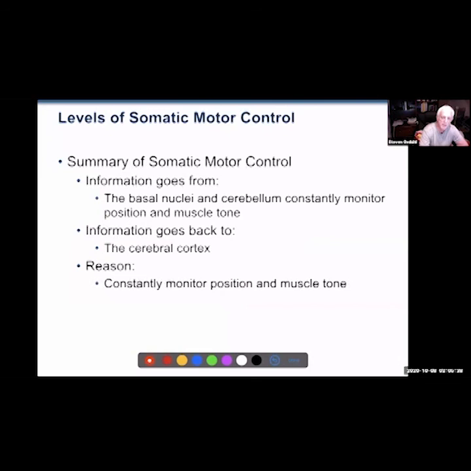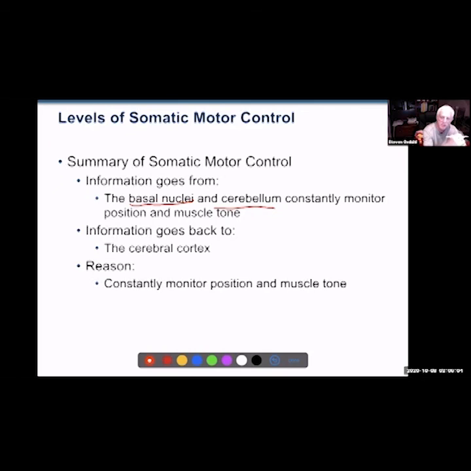The basal nuclei and cerebellum are constantly monitoring position and muscle tone. So these two areas have proprioception. They know where your hands are. They know where your head is located. They know what's leaning to the left, leaning to the right. So that once the impulse is sent, your head doesn't jerk one way then the other, or your arms don't go one way then the other, because it knows where they are. It's constantly monitoring the proprioception of your body.